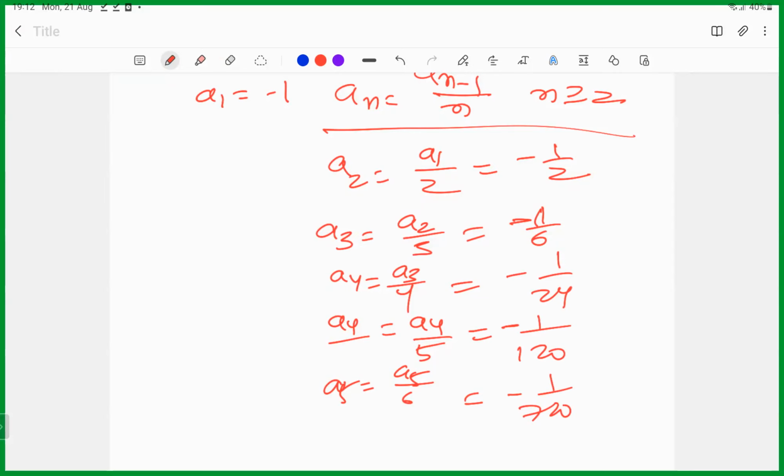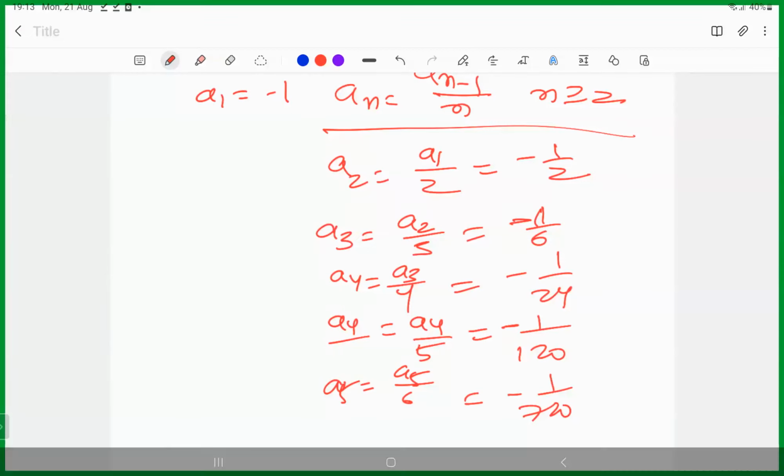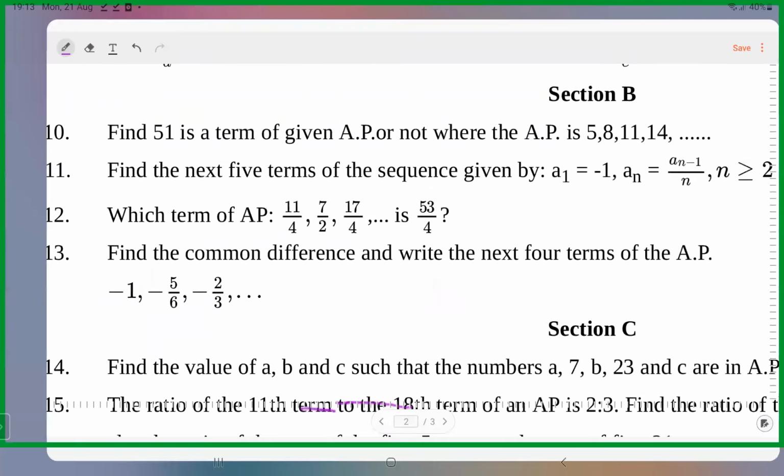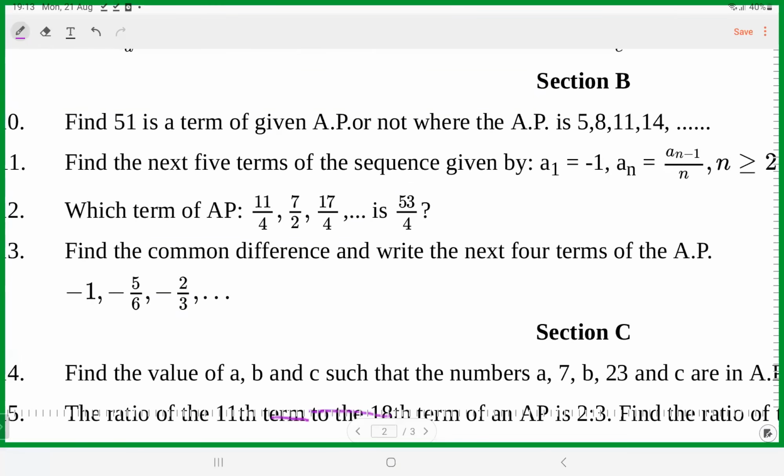Is it clear? Not so difficult, right? We got six terms in total. Now, is that sequence an AP or not?